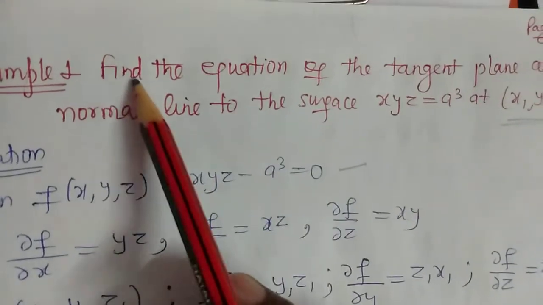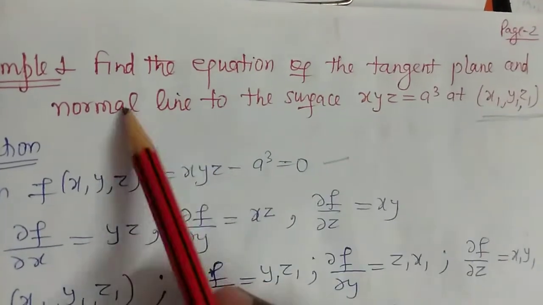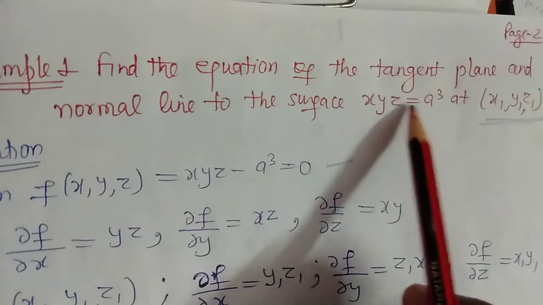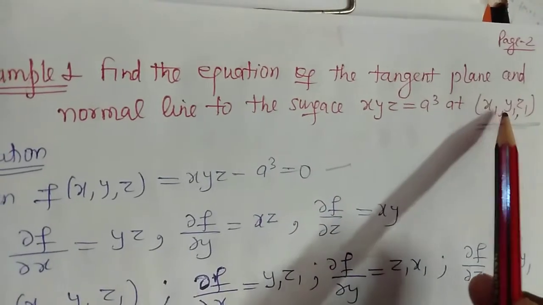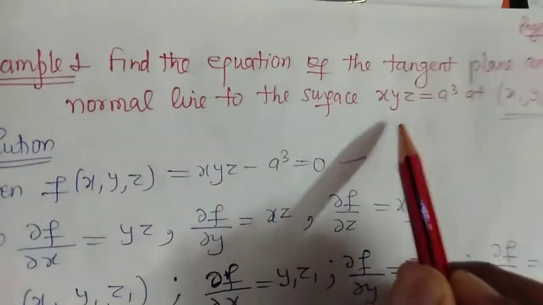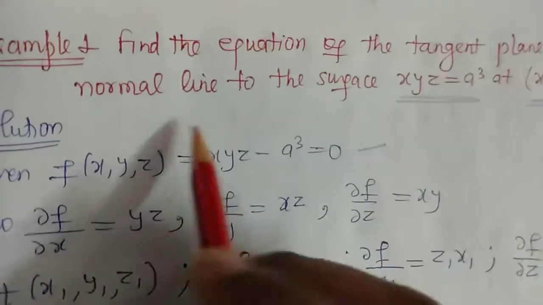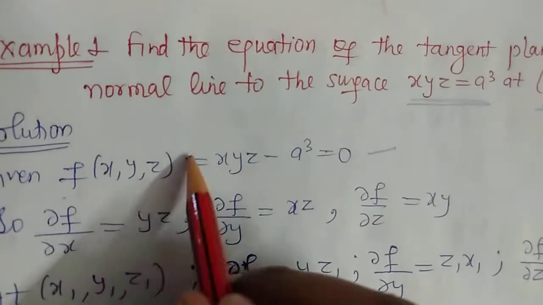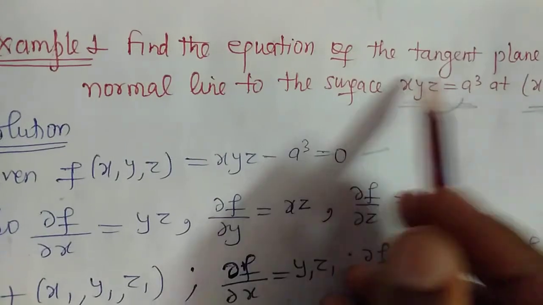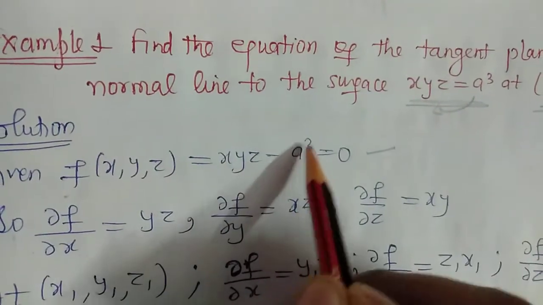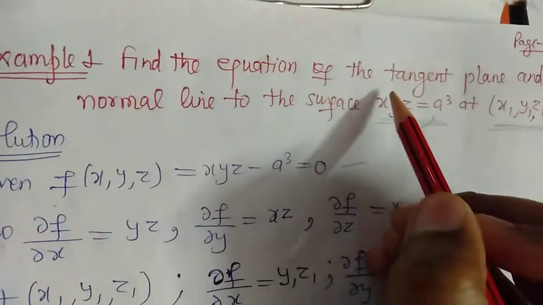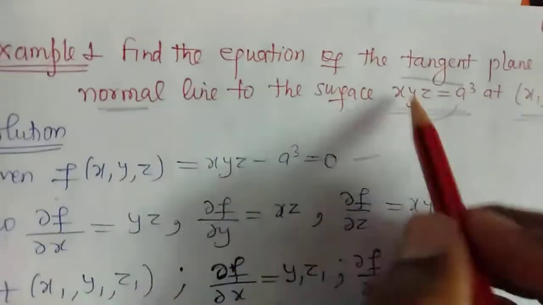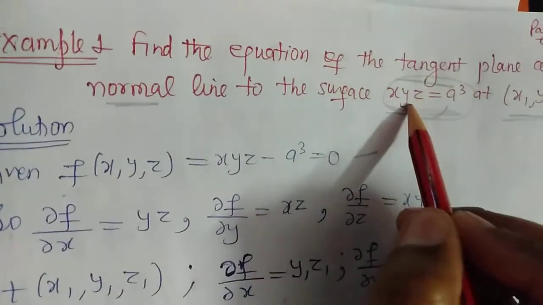So first example is find the equation of the tangent plane and the normal line to the surface x, y, z is equal to a cube at a general point x1, y1 and z1. So this is the equation of a surface. We can write this equation as f of x, y, z is equal to, shifting all the terms on one side, x, y, z minus a cube is equal to 0. For finding tangent and normal planes, we need partial derivatives of our function.